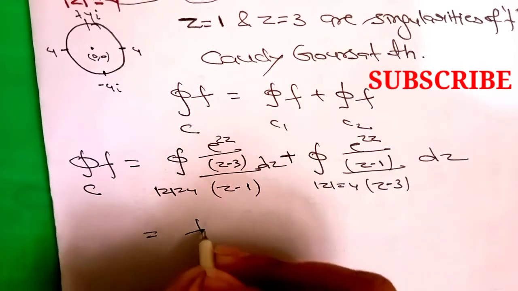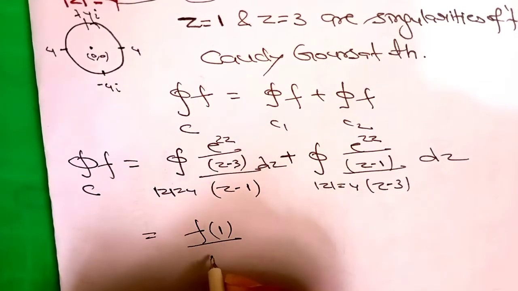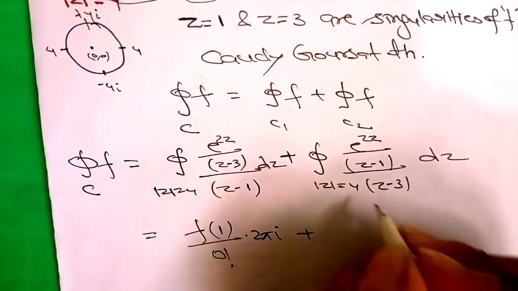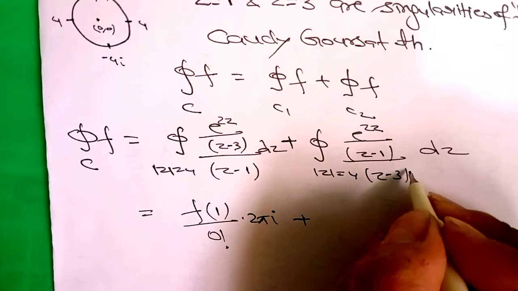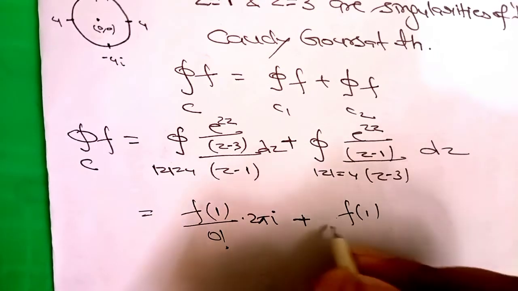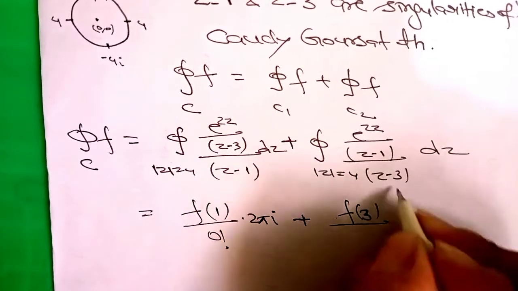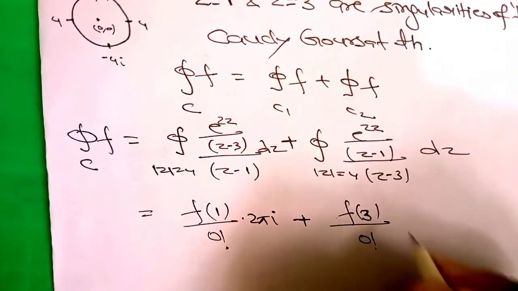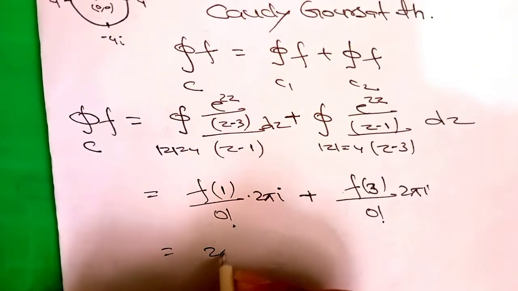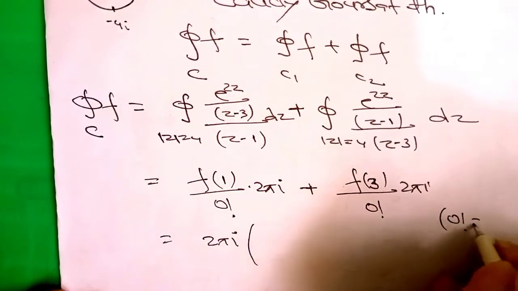In this case, f(z naught), where z naught is 1, upon n factorial, which is 0 factorial, times 2 pi i. Similarly on this side, n is 0. Sorry, not 1, here the singularity is 3, so z naught is 3, upon 0 factorial, times 2 pi i. Take 2 pi i common. The value of 0 factorial is 1.